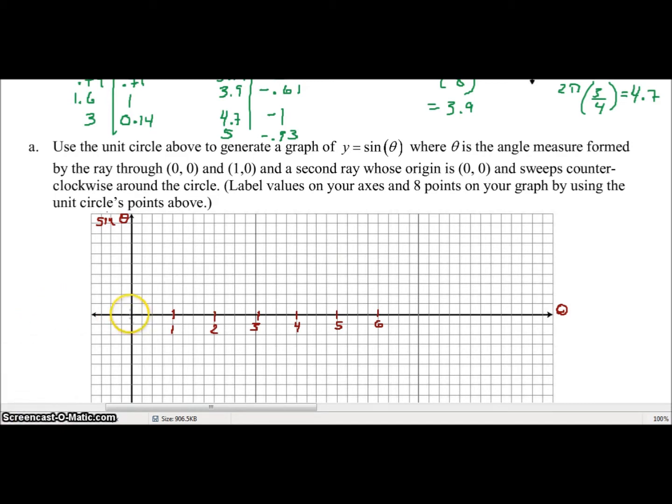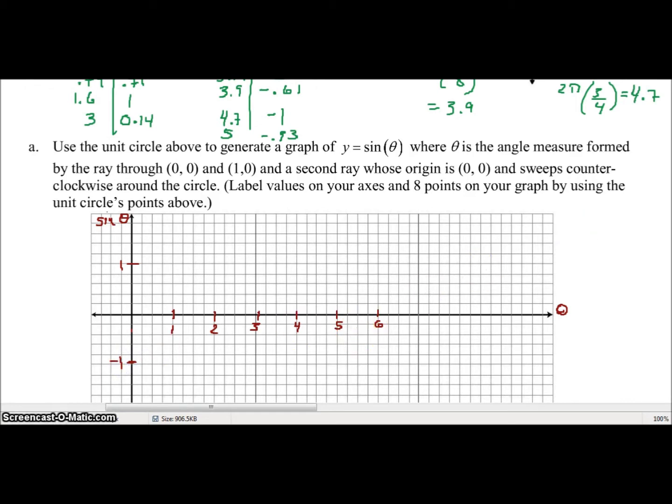So let's see, maybe if we go up by tenths, so this could be 0.1, 0.2, 0.3, 0.4, 0.5, 0.6, 0.7, 0.8, 0.9. No, that's not very good. We don't have enough room. How about by 0.2? So 0.2, 0.4, 0.6, 0.8. This would be 1. So we went up 1, 2, 3, 4, 5. Let's go down 5 to -1. Here's -1.